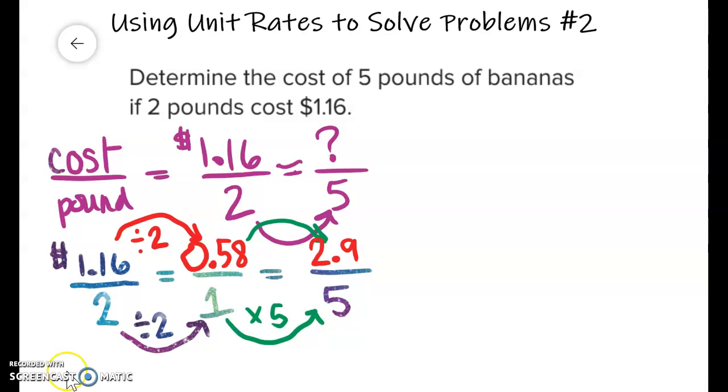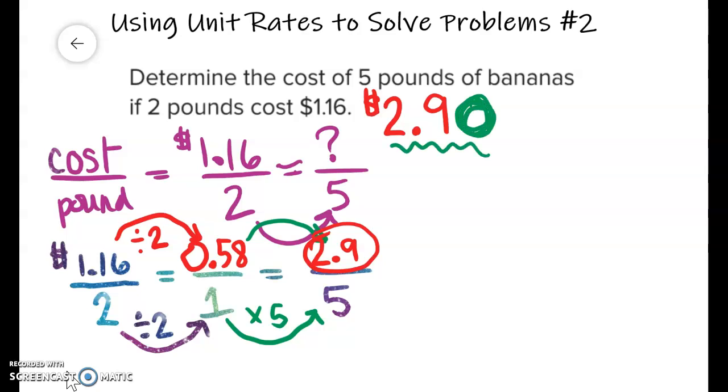So if we're talking about $2.9, then we would take that and use appropriate money notation where you put the dollar sign. It's not just $2.9, it's $2.90. So that was the answer I was looking for. I hope that this makes more sense.